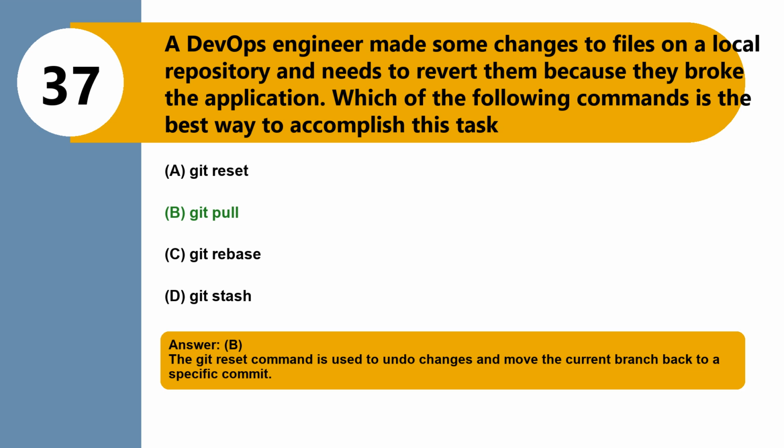The git reset command is used to undo changes and move the current branch back to a specific commit.